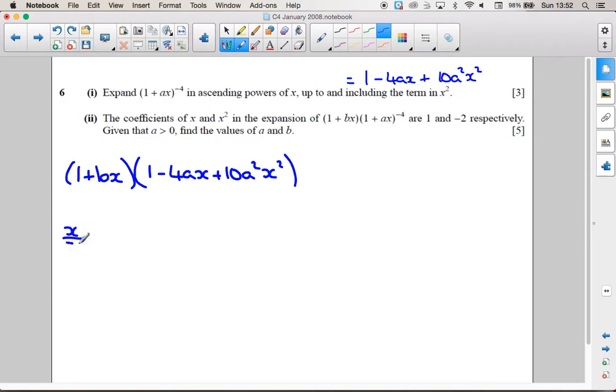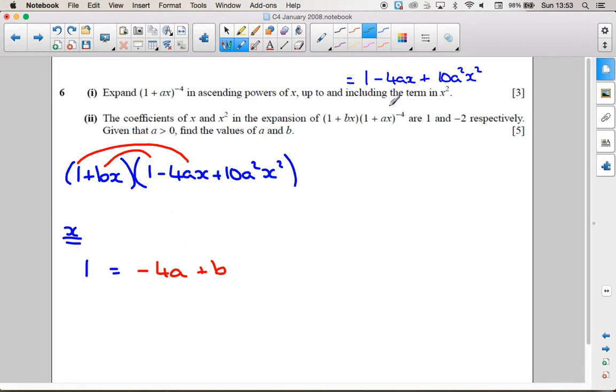The x coefficient is 1, so what x terms will we get? Well, we will get a 1 times this minus 4a, and we'll get a b times this 1. That will be the x terms from this expansion.